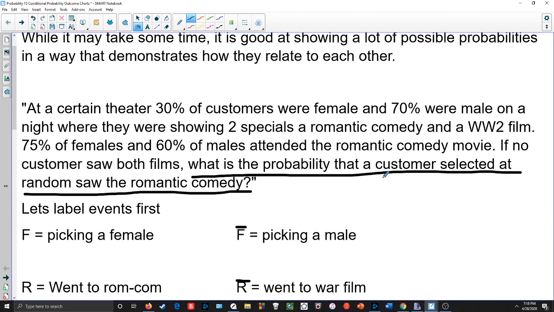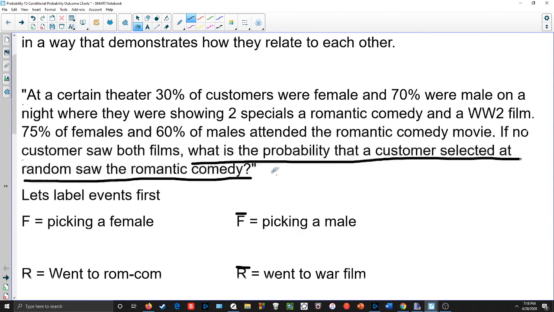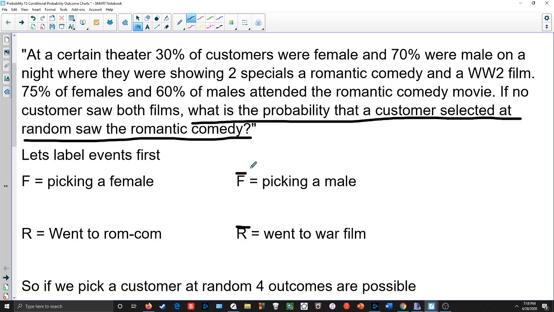Well, when you have a lot of stuff going on, it's best to get your labels down. We have basically two types of categories that people can fall in this situation. They can either be female or male, and they can either go to the rom-com or the war film. Instead of using four different variables, we can stick with just two. Female would be F, and then the complement of female would be male, because there's a binary outcome here. You're either female or you're male, so one is the complement of the other.